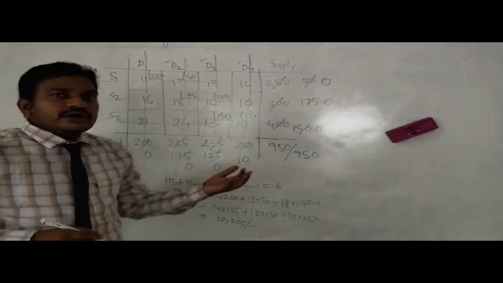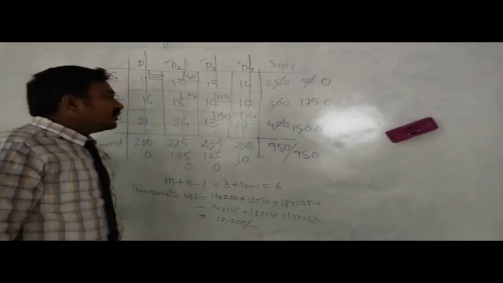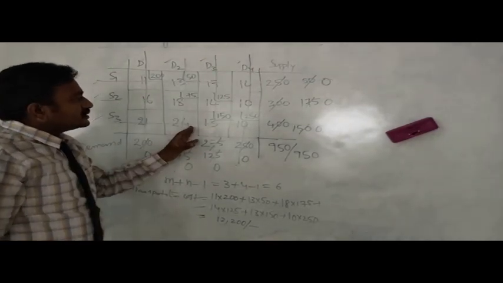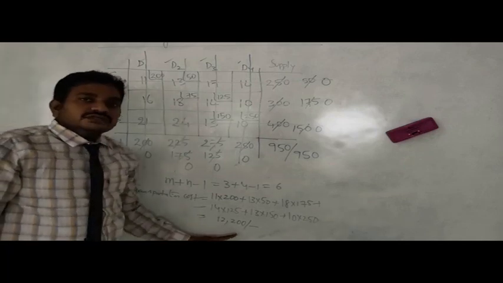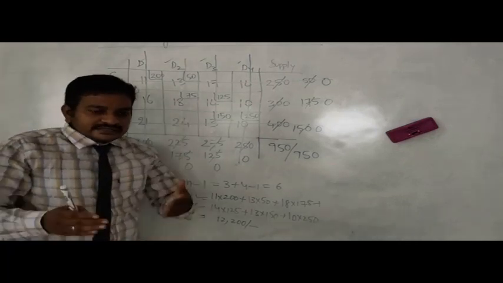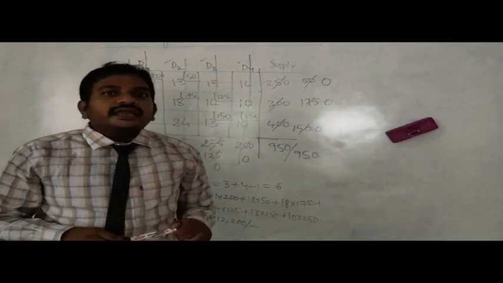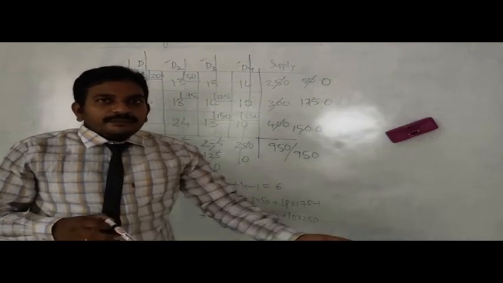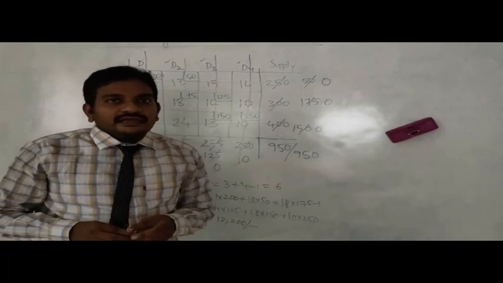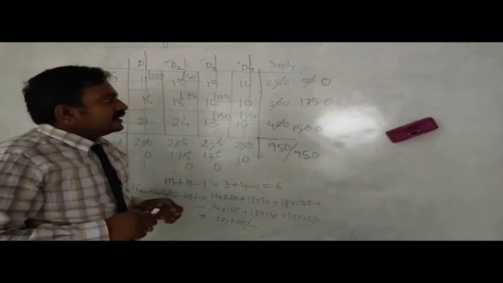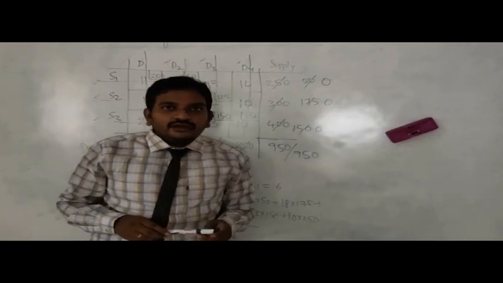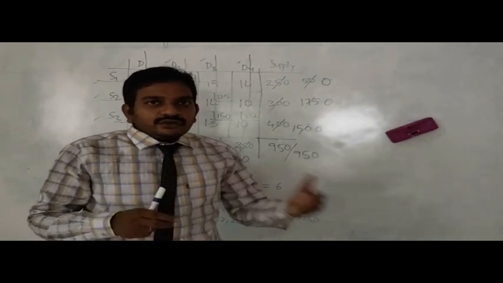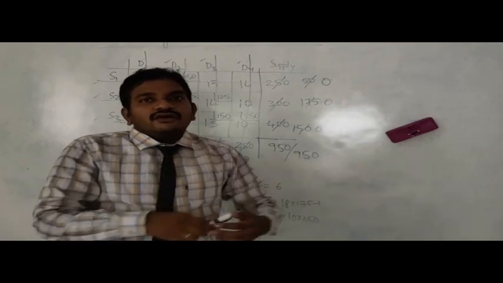By using the least cost method of transporting from 3 sources to the 4 destinations, the cost is 12,200. This is the first part of obtaining a solution to a transportation problem. In the second part, we need to check optimality. By checking the third method of finding IBFS, the Vogel's approximation method, we check the optimality also.